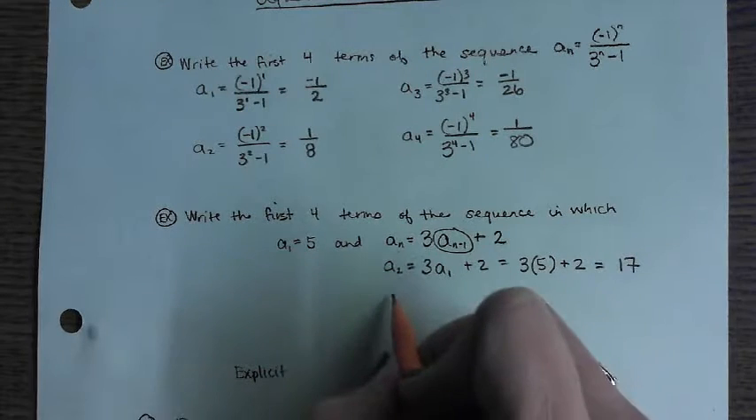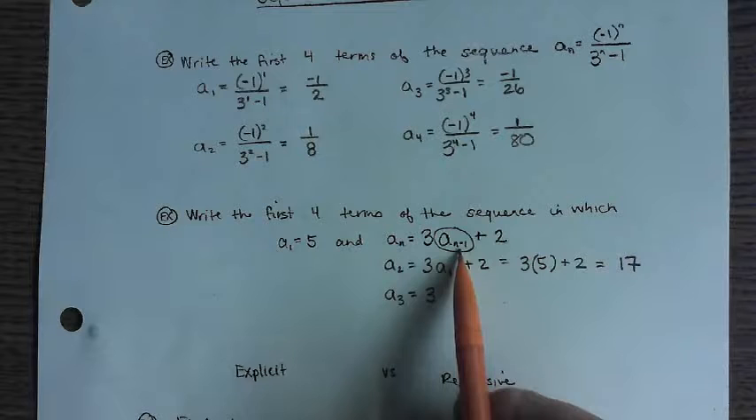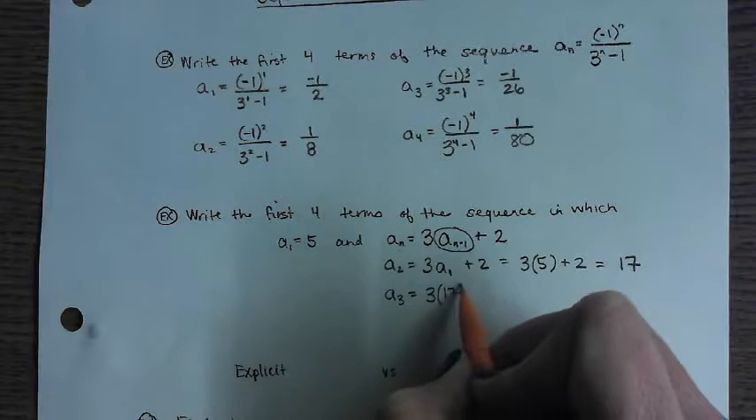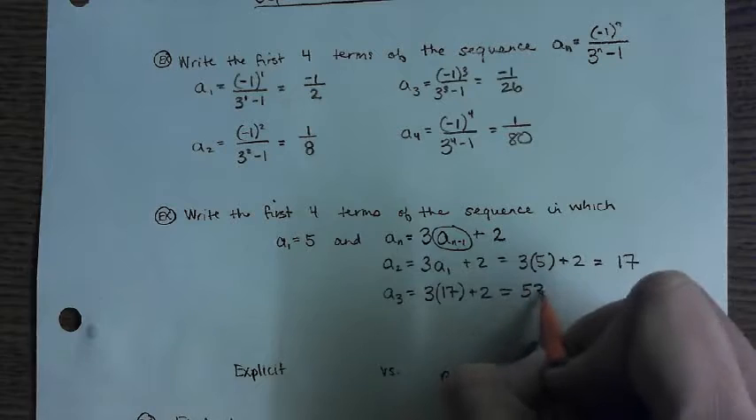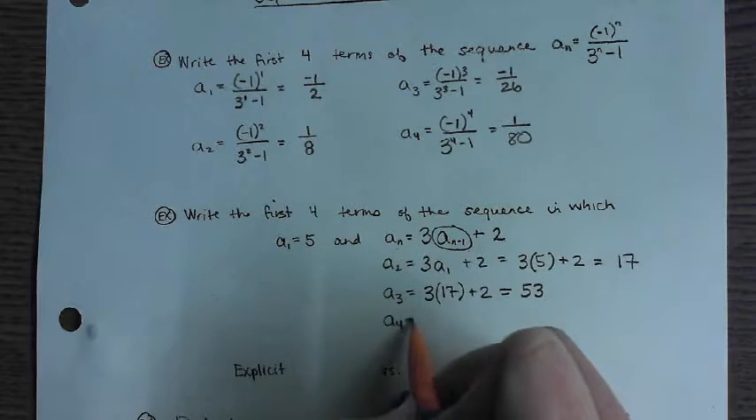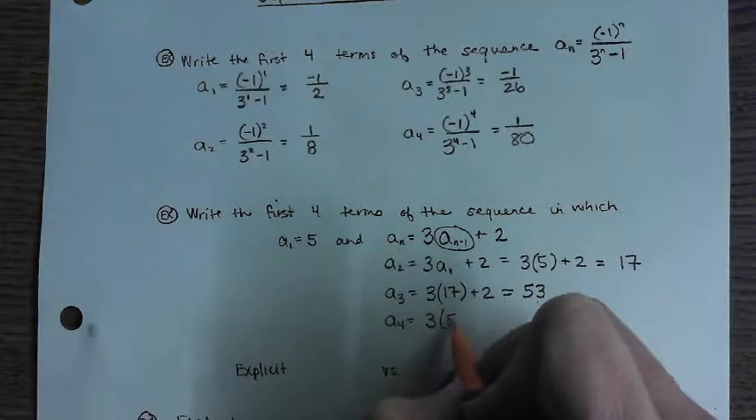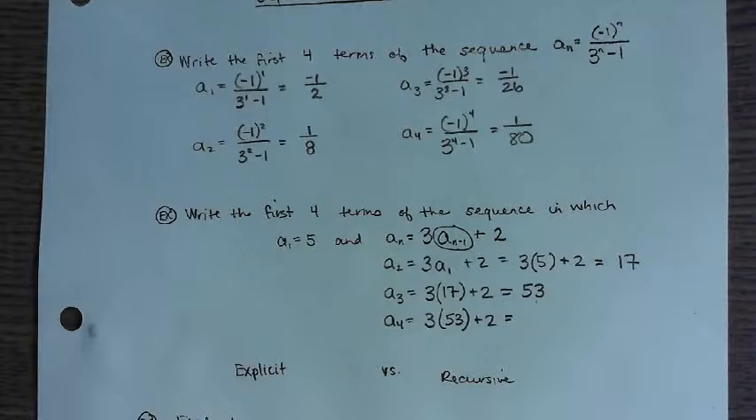And then if you want a sub 3, you take 3 times the term before. What was the term before? 17, and add 2. 53. And then for the fourth term, we do 3 times the prior term, which was 53, and then add 2. 160. And there are our first 4 terms.